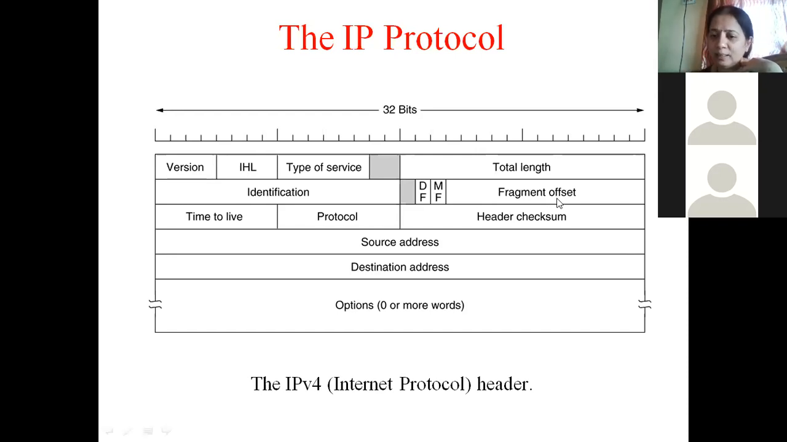Then comes another field which is 13 bits long, and that gives the fragment offset. Fragment offset indicates the byte where this particular fragment needs to be fitted when it is being reassembled. For example, imagine we have a packet of 500 bytes. It has been divided into 5 fragments, 100, another 100, 300, 400, and 500. So every fragment is of 500 bytes.